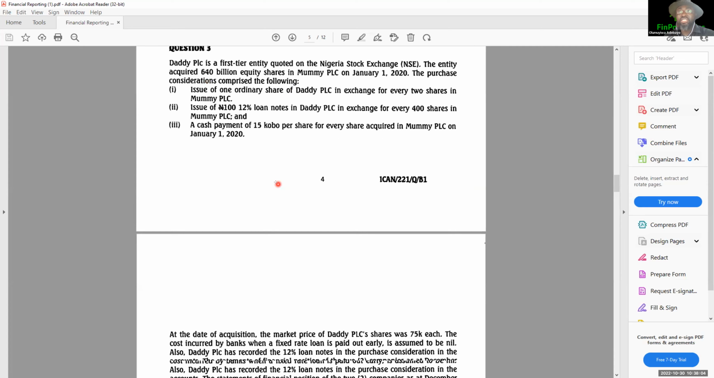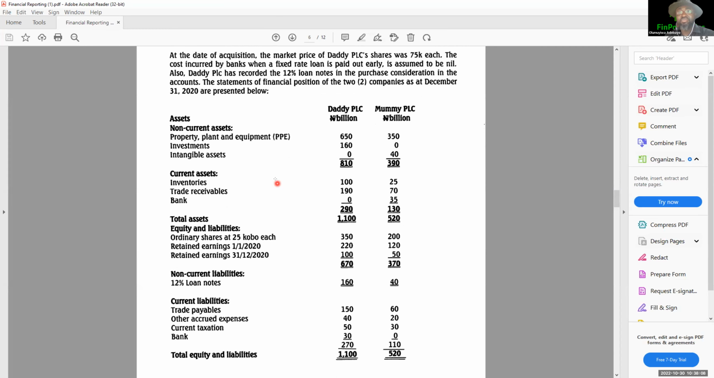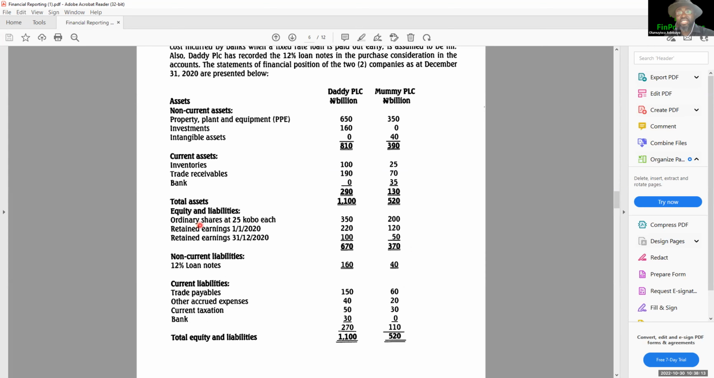Now, let's go into the account of Mommy PLC. Mommy PLC and Daddy PLC have their ordinary shares with a nominal value of 25 kobo each. The question then is, how many ordinary shares at 25 kobo each translate to the 200 billion naira ordinary share capital of Mommy PLC? That will be the first thing we need to do. If you pick your calculator, can you tell me, by responding in the chat or a show of hands, what is the number of shares of Mommy at 25 kobo each that translates to 200 billion naira capital?